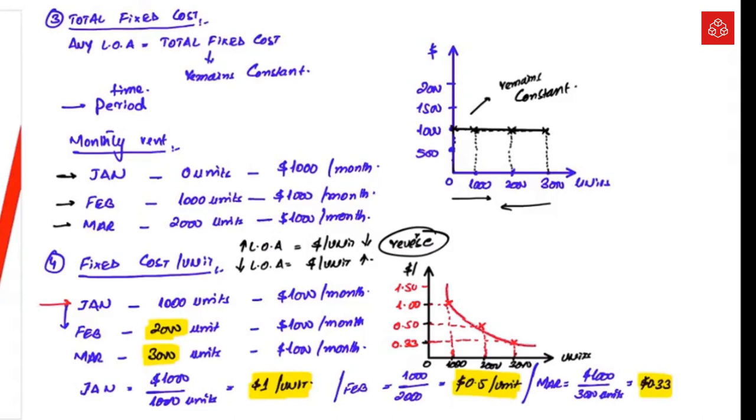Such a kind of line, when drawn, basically shows a reverse relationship with the level of activity. Why? Because when the level of activity increases, the fixed cost per unit decreases, and so on. So it will appear as an arc on a graph. And whenever you see such an arc on the graph, it shows a reverse relationship with the level of activity. Clear with this? Yes, sir.